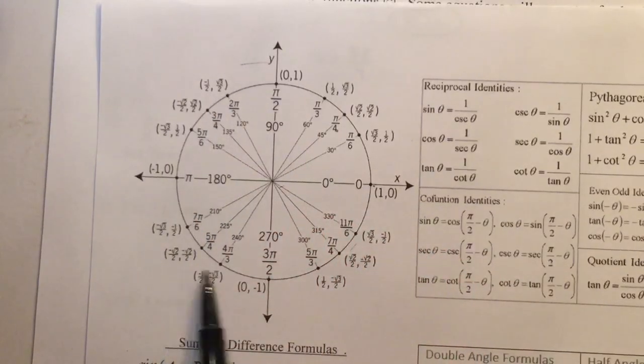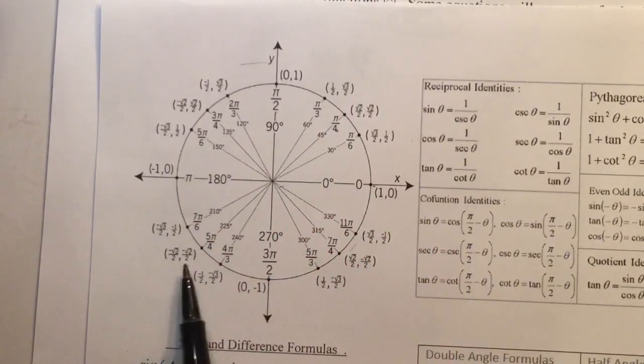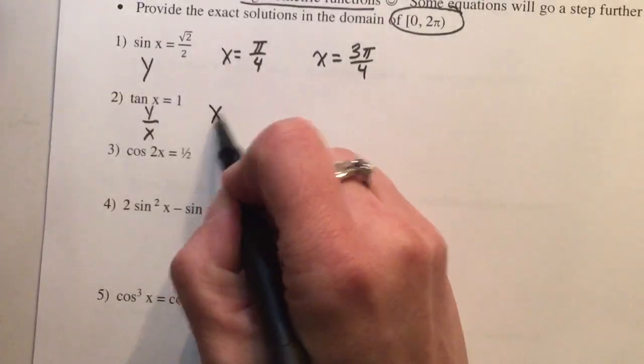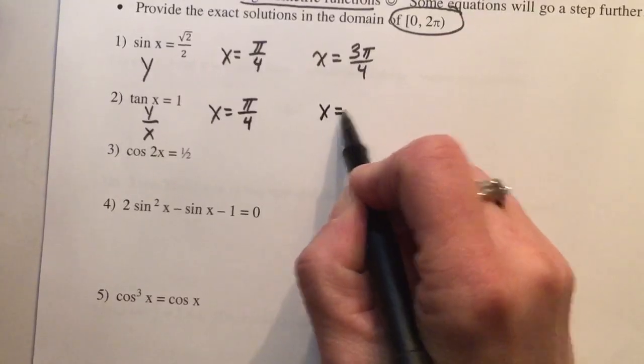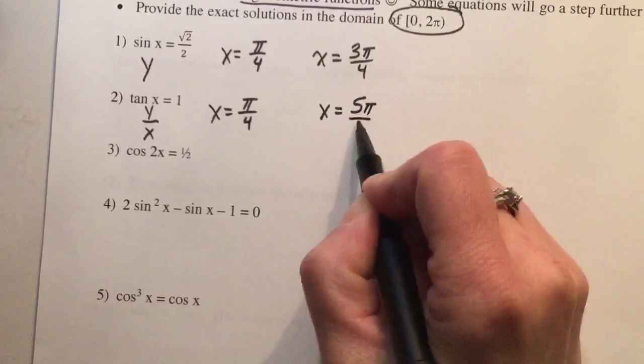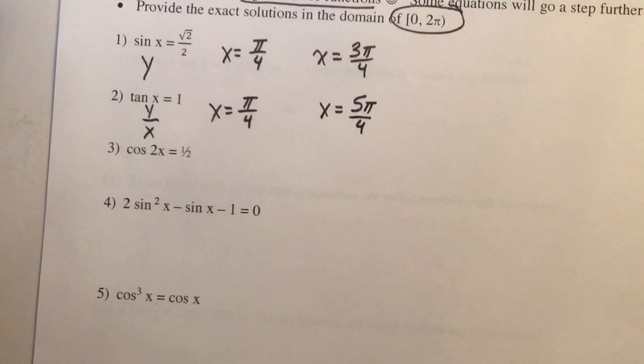The other quadrant I'm going to look at is quadrant 3 because both of the signs would be negative, allowing me to match my x and y exactly. Because negative divided by a negative would give me the positive. Square root of 2 over 2 divided by square root of 2 over 2 is 1. So my two solutions for number 2: x equals pi over 4, and our second location was x equals 5 pi over 4.